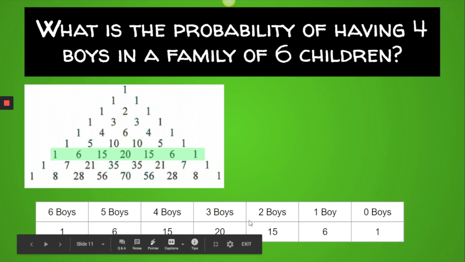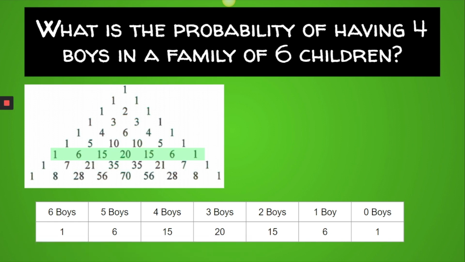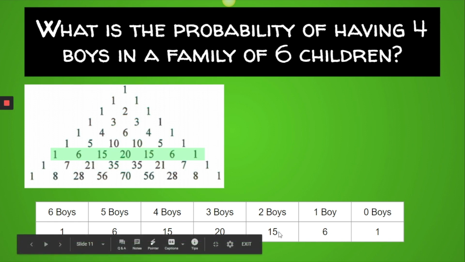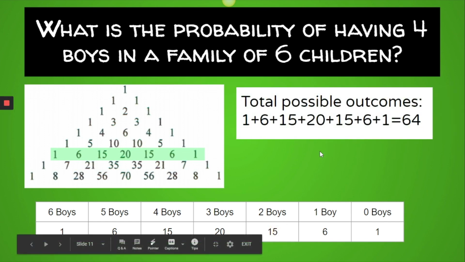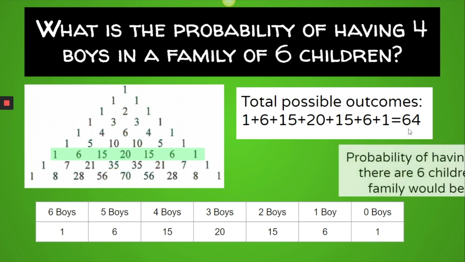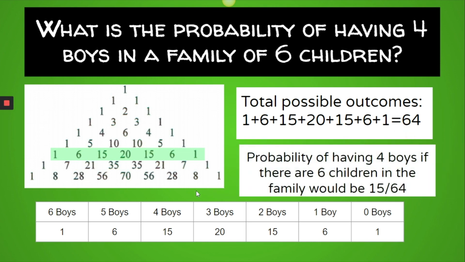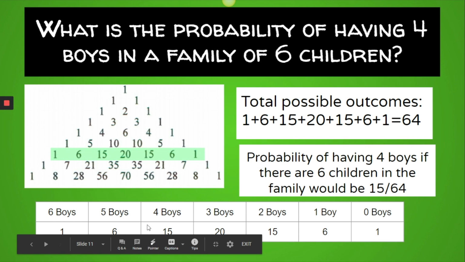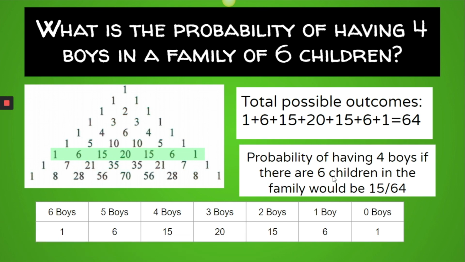Now, when we're talking about probability, aside from the number of options that you have for that number, the other thing you're going to have to know is the total. So what we're going to do is just add straight across. I came up with a total of 64. And so we can use that 64 along with our number of options, 15 different combinations with 4 boys in it. So the probability of having 4 boys, if there are 6 children in the family, would be 15 out of 64.